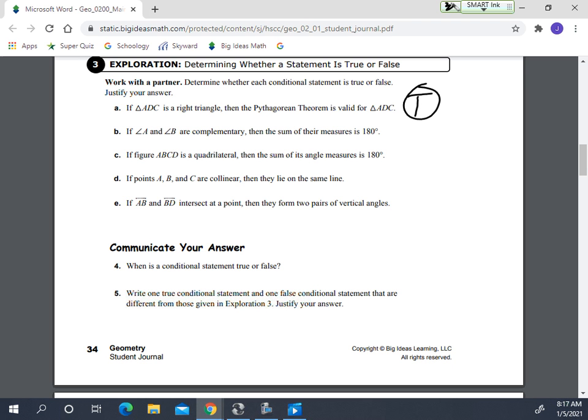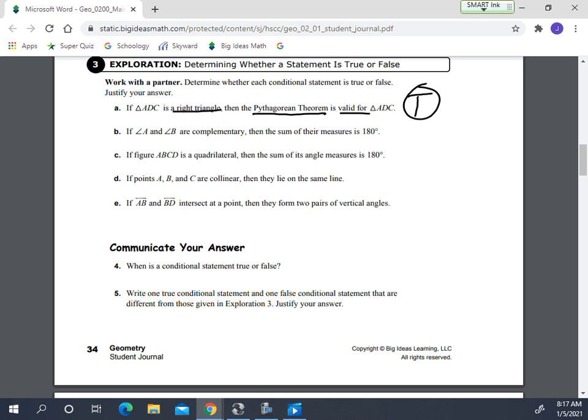That's true. Why? Because the Pythagorean theorem is always valid, not just for ADC, but for all right triangles. The Pythagorean theorem is always valid for all right triangles. Okay, that's true. Letter B.